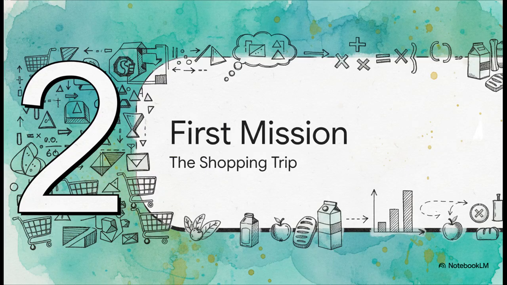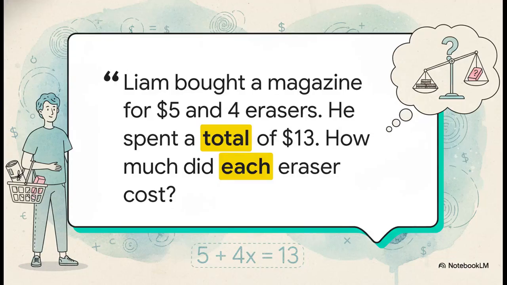Okay, so theory is great, but let's put this thing to the test. It's time for our first field mission. We're going to take this pattern and see how it works out in the real world with a classic shopping trip. Okay, here's the mission briefing. So Liam goes shopping. We know he bought a magazine for $5. We know he got 4 erasers. And we know the grand total was $13. The only mystery we have to solve is, how much did each one of those erasers cost?